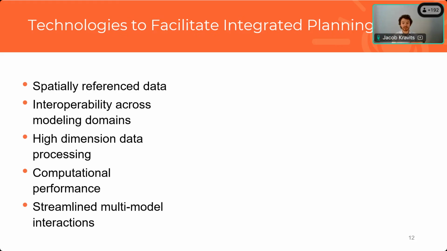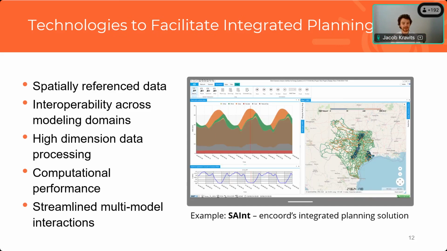So fortunately, there are many emerging examples of integrated planning software. One that's really near and dear to my heart because I work at Encoord is SAINT, the Scenario Analysis Interface for Energy Planning, which is the integrated planning solution that Encoord provides, right? This is the tool that me and my team, we work on day in and day out. We live it. We obsess over how you can make integrated planning into a user experience. But again, the guidebook is tool agnostic. There are no references to any specific software.